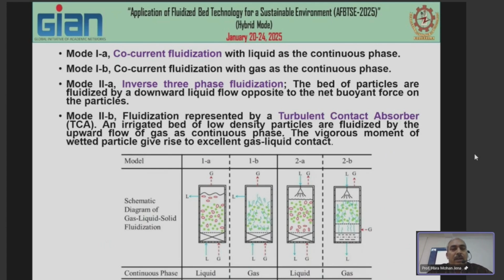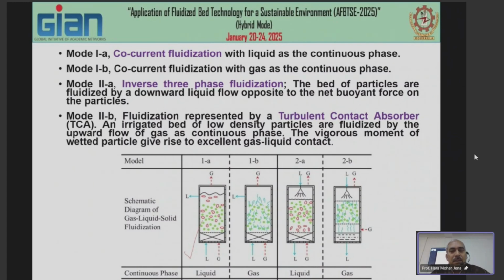Mode 1A of the operation is the co-current fluidization with liquid as the continuous phase. As you see here, this is mode 1A, liquid is the continuous phase. Both liquid and gas are moving in the co-current upward direction, and solid particles are there. Solid particles are in suspension, and the red color bubbles you see are the gas bubbles, and the liquid is the continuous phase.